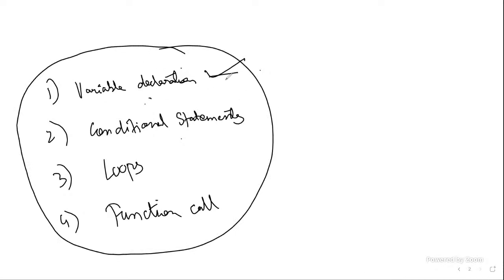इसके अलावा और कुछ नहीं होता. You will have only these things in your program. But how you use it is what matters. We have seen variable declaration. We will now see conditional statements.